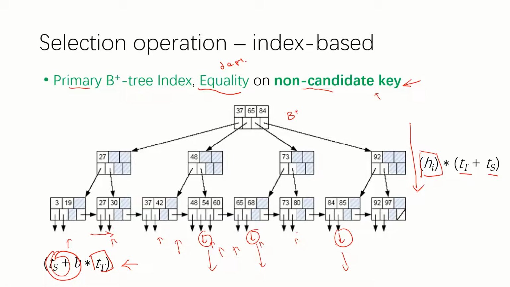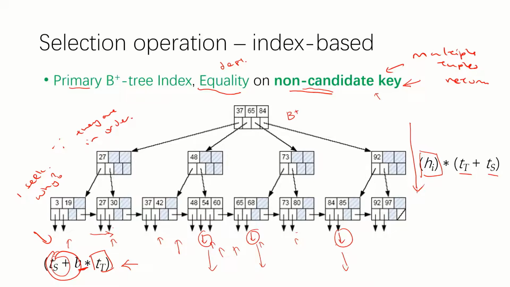Why do we have this extra term over here as compared to the previous one? It's because right now we have a non-candidate key and multiple tuples will now be returned. And we also know that we only do one seek. Why? Because they are in order. Okay, so just one seek will be sufficient.